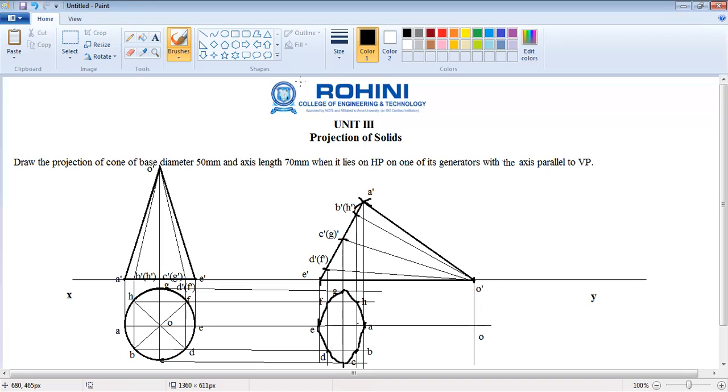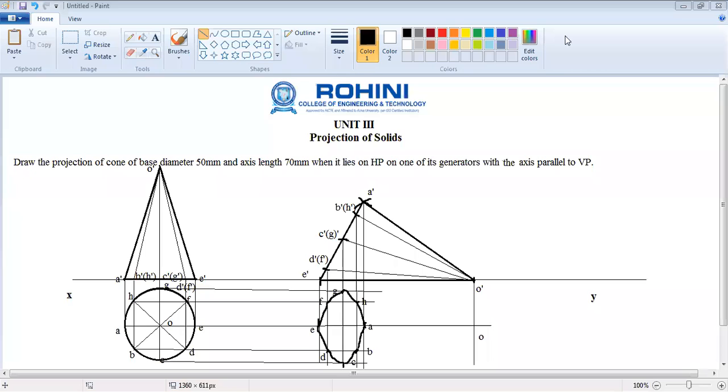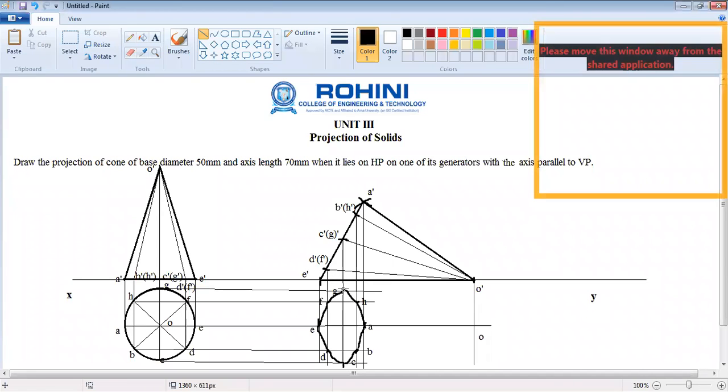And simply join the outer edges with O. So simply join the outer edges to the lower part. That's the final answer for this. Okay. Thank you.